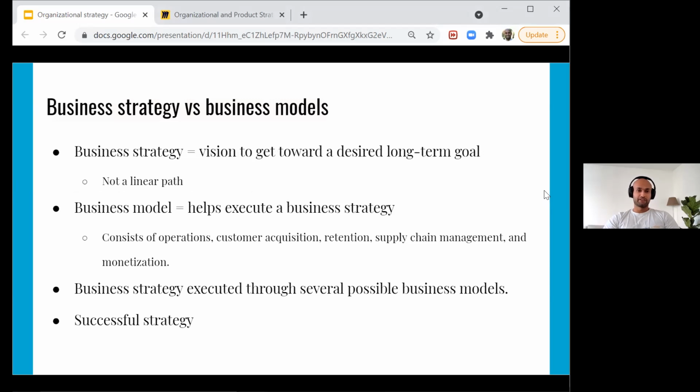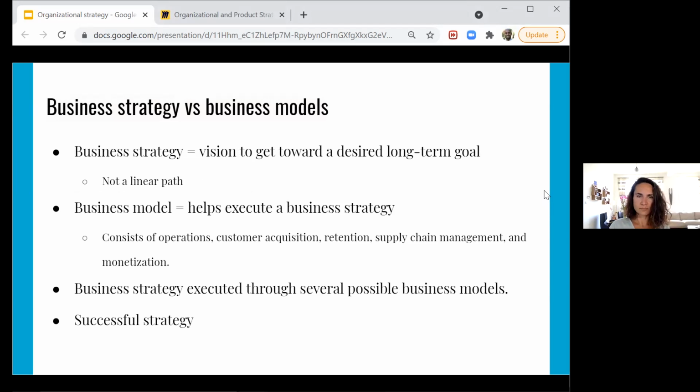Now, let's talk about business strategy and business models and the difference between the two. As you can see, the business strategy is how you're getting to that long-term goal. Yeah, it's this plan, it's this idea of how you're going to achieve that vision that you have. And it's not always a linear path.